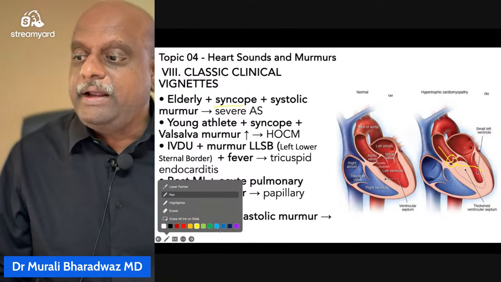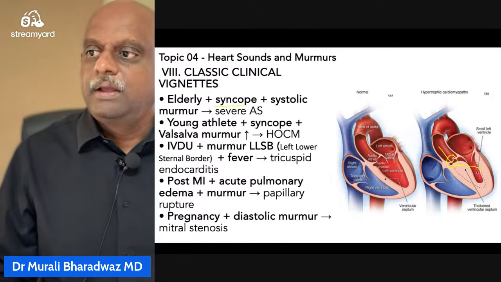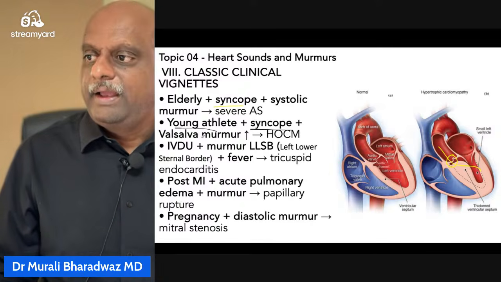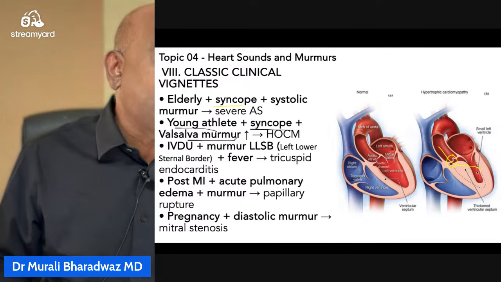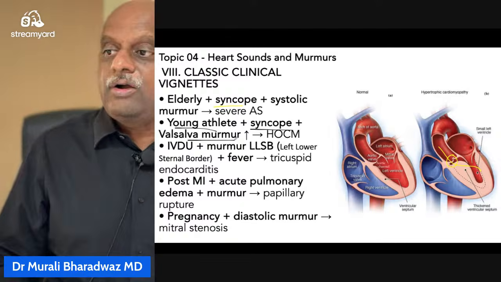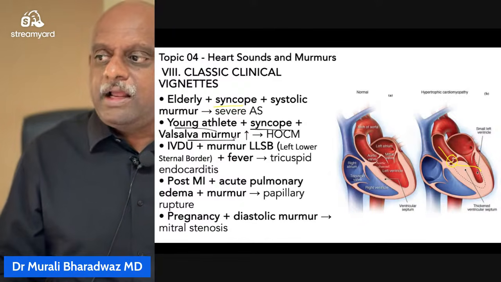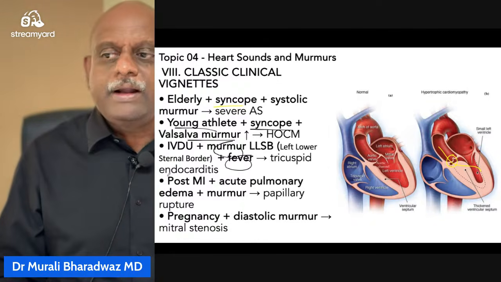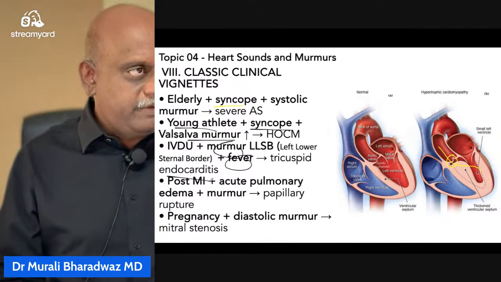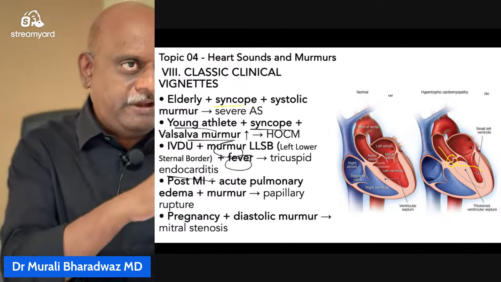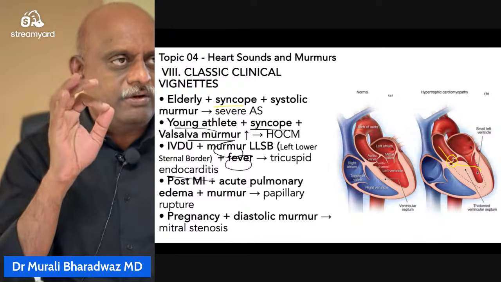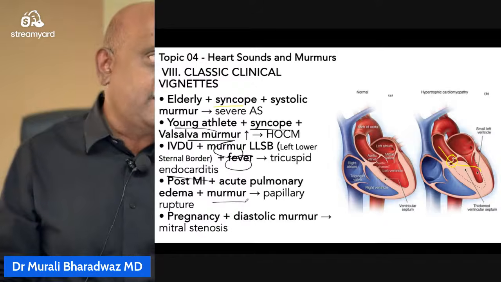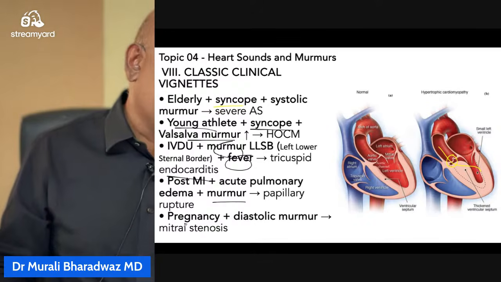Now, a young athlete developed syncope, and Valsalva is worsening the murmur. Think of HOCM. An IV drug abuser with a murmur along with fever, think of tricuspid endocarditis. Endocarditic vegetations also will create a murmur. So fever plus murmur is a classic of IE. After MI, if there is any murmur, think of papillary muscle rupture leading to MR.